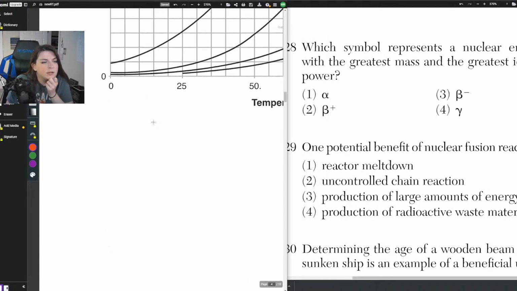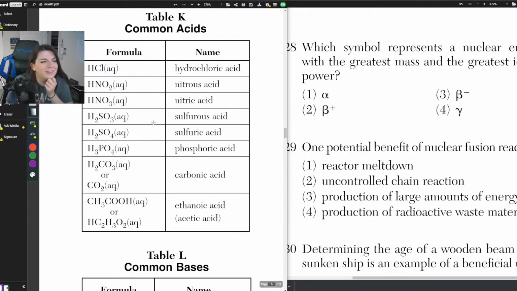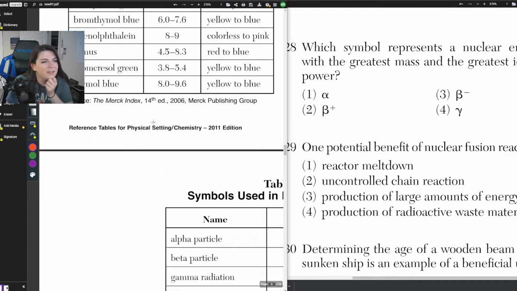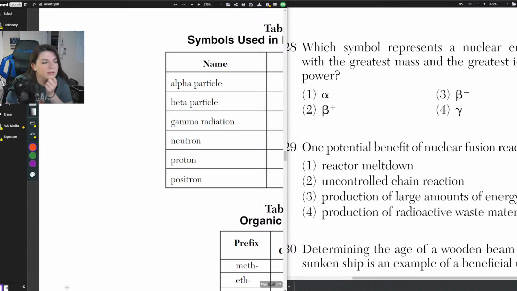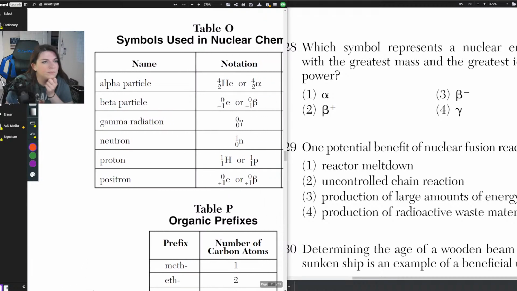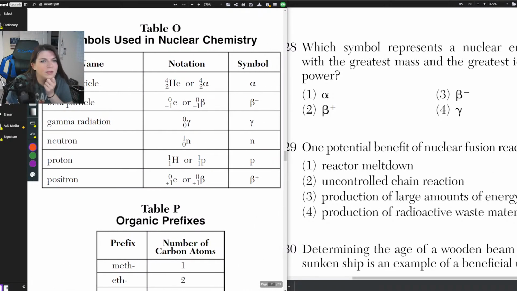I'll find the table and then I'll make it look nice. Here we go. What is this? Table O? Table O. Nuclear chemistry symbols. We have alpha, beta plus, beta minus, and gamma.